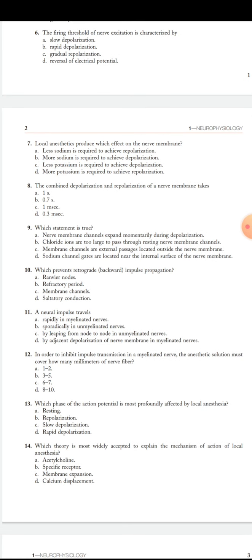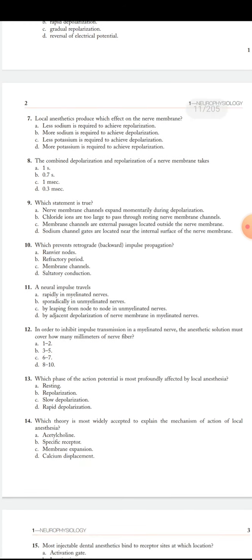Question number 10. Which prevents retrograde, that is backward, impulse propagation? A. Ranvier nodes. B. Refractory period. C. Membrane channels. D. Saltatory conduction.